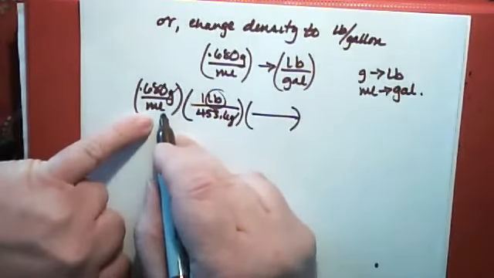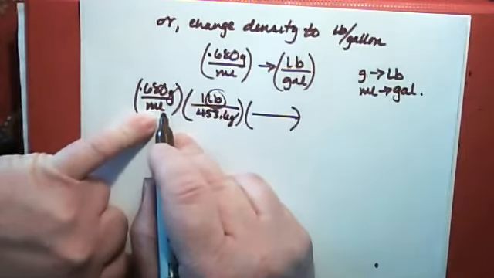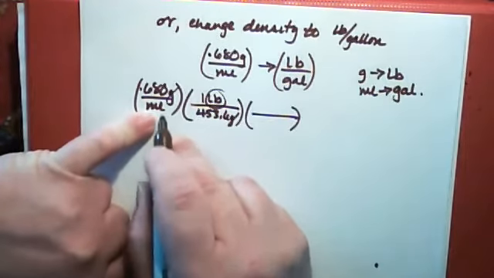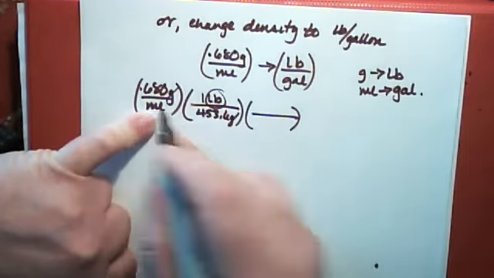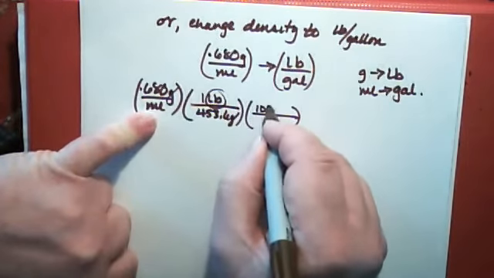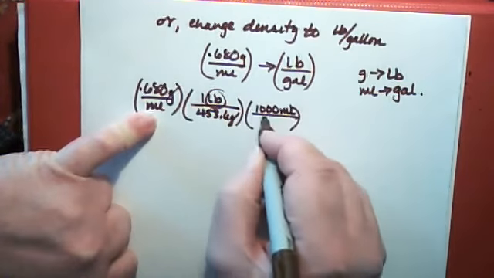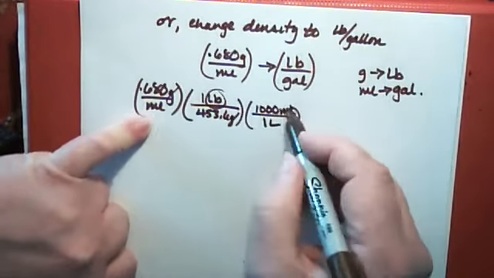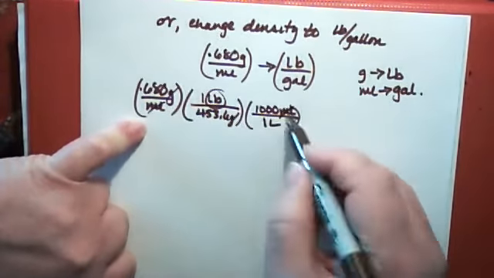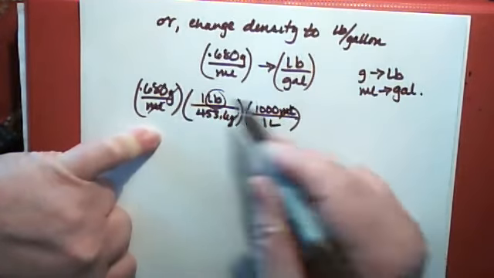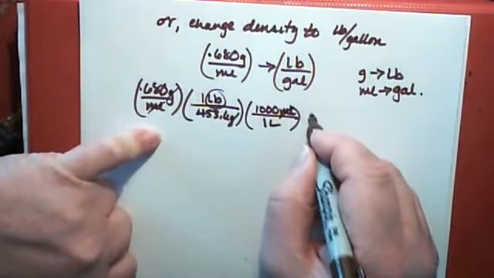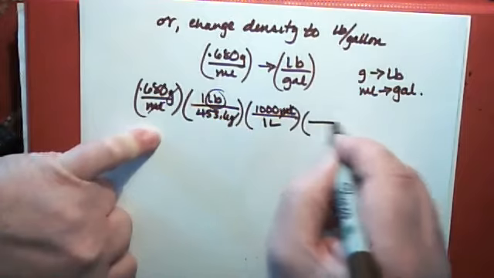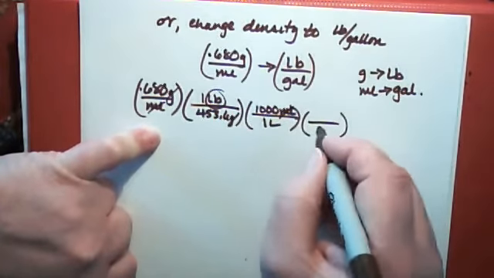But remember, when you're converting these units, milliliters is the unit you want to convert, and that's on the bottom of the fraction. So in the conversion factor, you want milliliters on top. So there are 1,000 milliliters per liter. Milliliters now cancel, and you would have pounds per liter as your unit, if you wanted that, but we don't. We want pounds per gallon.